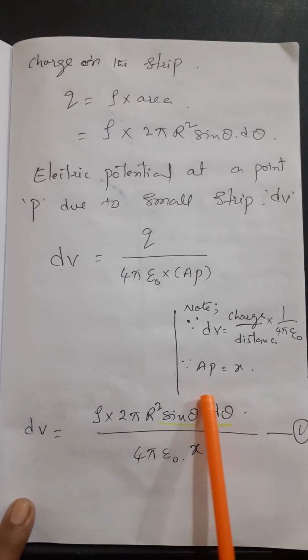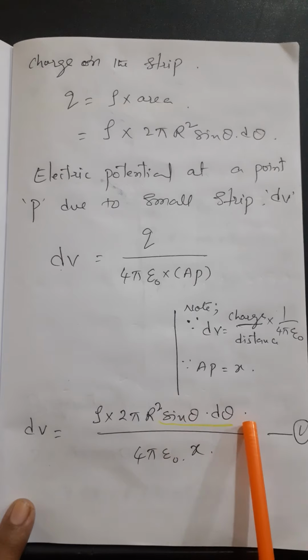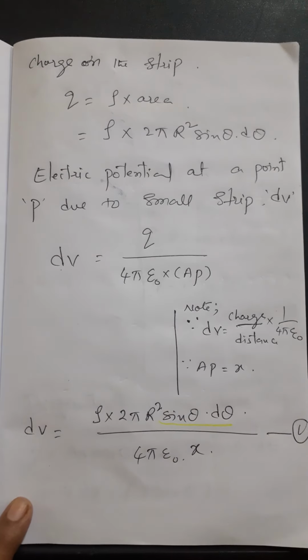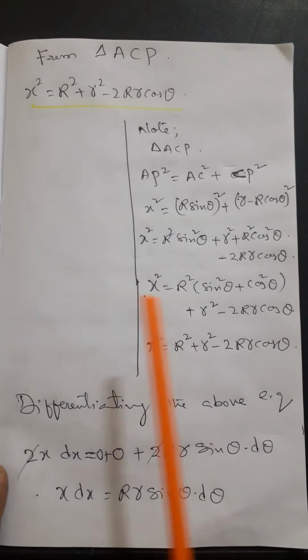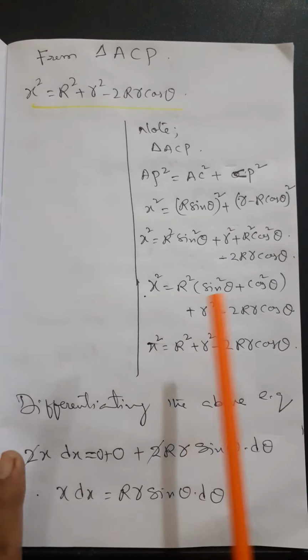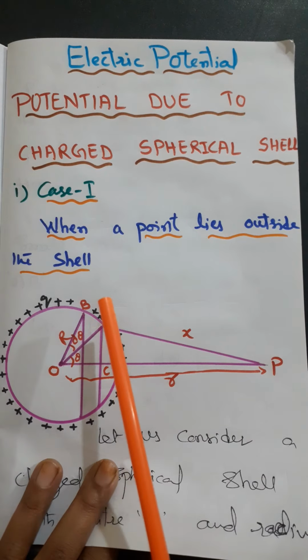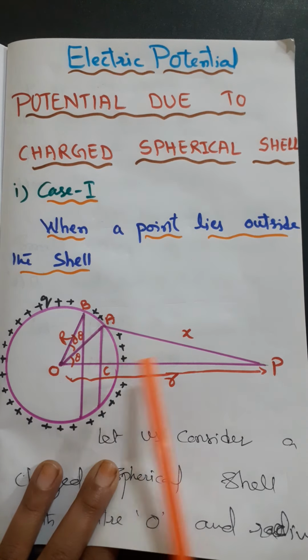Now in this equation we have to calculate the value of sin theta d theta, and let us take this as equation number 1. For calculating sin theta d theta, we have to consider the triangle ACP.